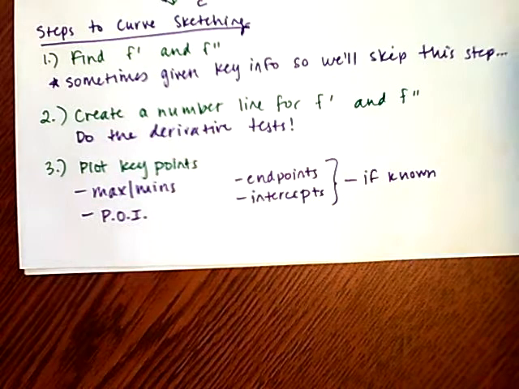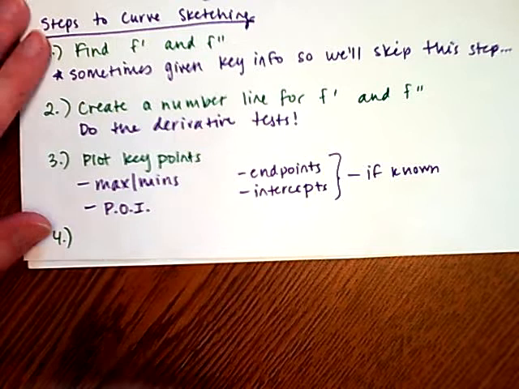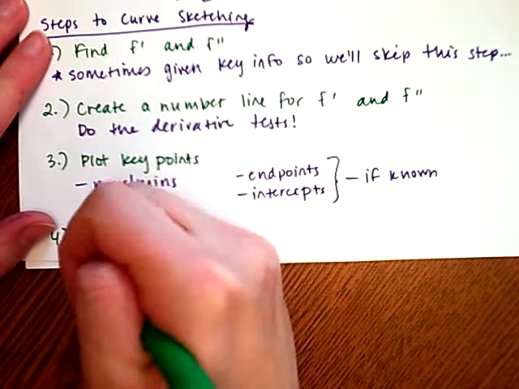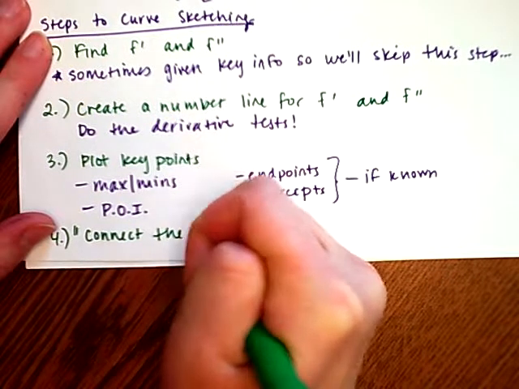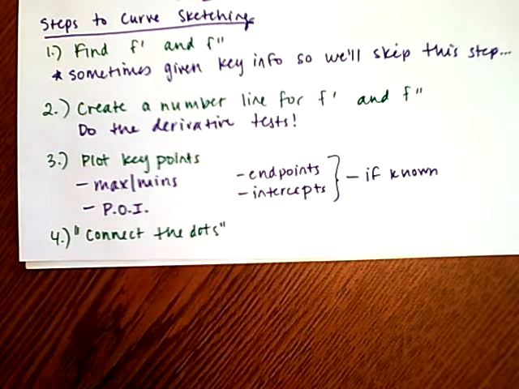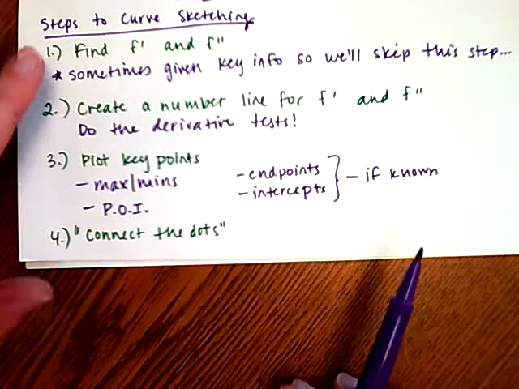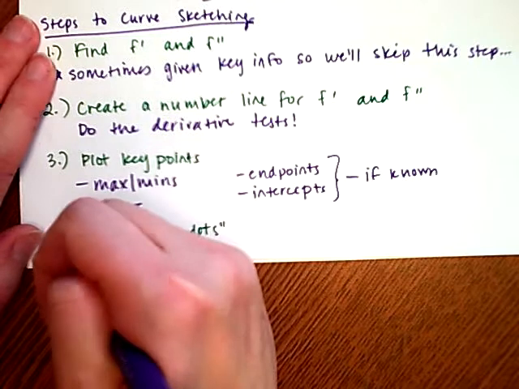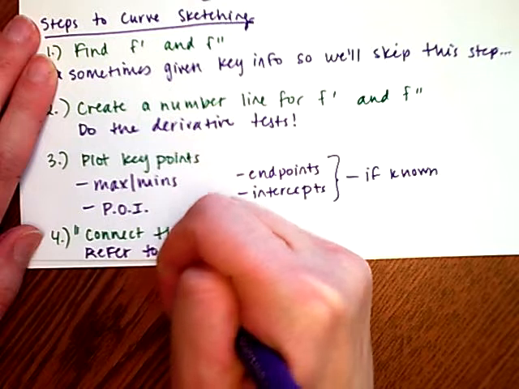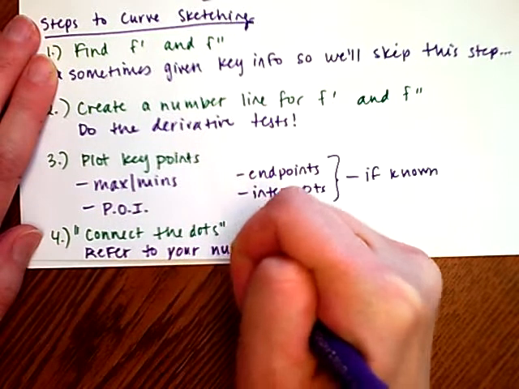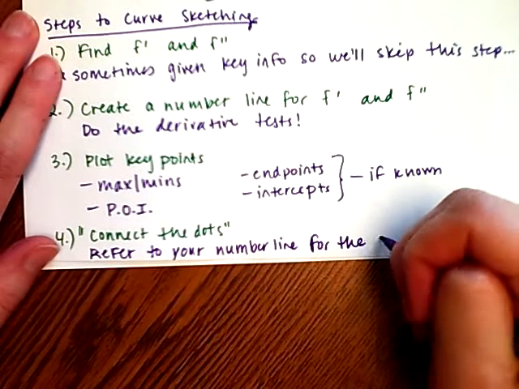And then our last step is going to be, once you have those key points mapped out, connecting the dots. So connect those points. And the way in which we connect the dots is going to be important because we're going to have to think about our concavity, increasing, decreasing intervals. So you want to refer to your number lines for the shape of the curve.